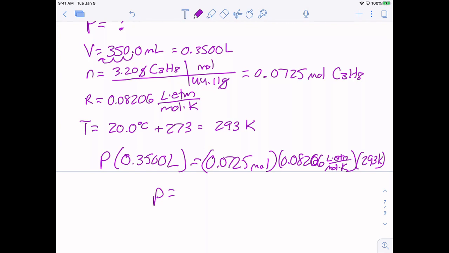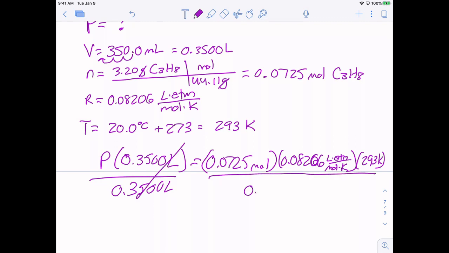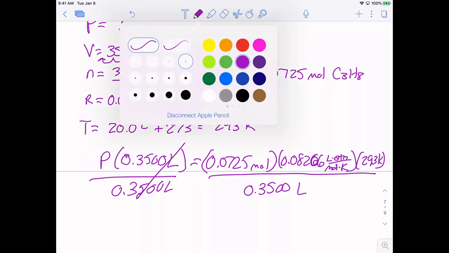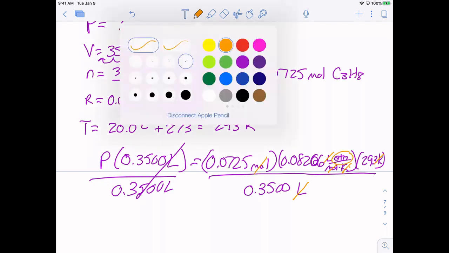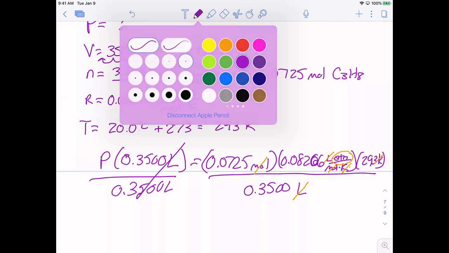Unit-wise, let's actually do this. And normally I'm not going to walk through the algebra with you, but to get P by itself, we have to divide both sides by my volume, because those cancel. And then 0.3500 liters. I just want to do this first one so we can see units canceling. So these liters are going to cancel with these liters. If you would have forgot to convert to liters, then you couldn't cancel them. So this is also a good check. Kelvin cancels with Kelvin, moles cancel with moles. And then the only thing that's left is atmospheres. So my units are going to come out as atmospheres when we're done.